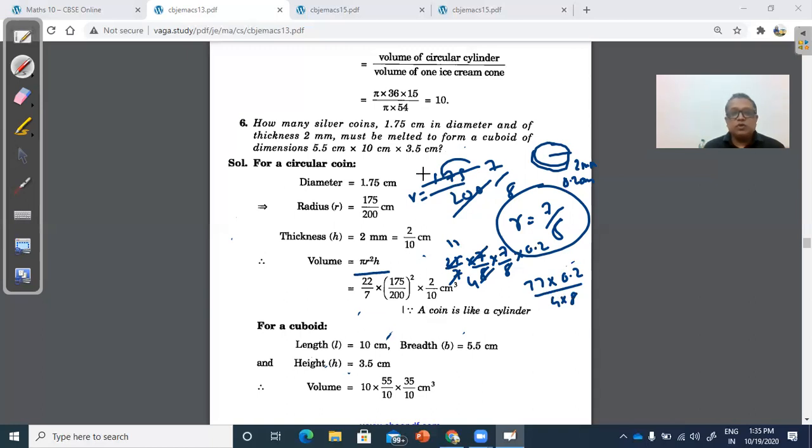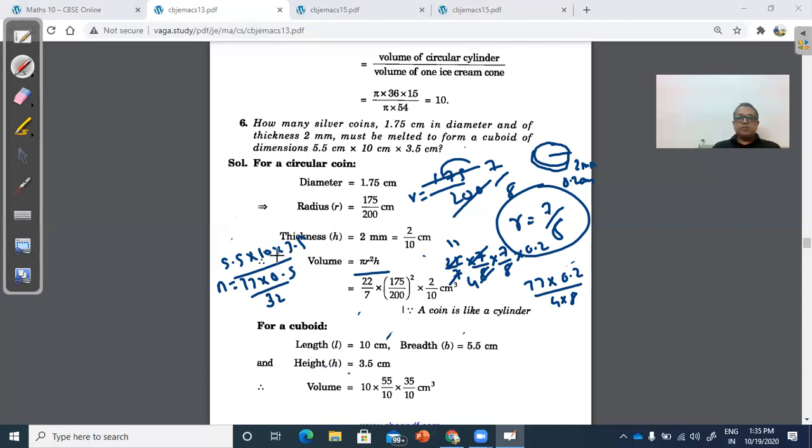And what will be the volume of the cuboid? Volume of the cuboid will be LBH. Volume of the cuboid will be L into B into H. So what will be the number of silver coins? Number of silver coins will be the volume that we have got here, 77 into 0.2 divided by 4 into 8, that can be written as 32. This is the volume of one coin. We are going to divide the total volume of the cuboid, that is 5.5 into 10 into 3.5. So volume of the cuboid divided by volume of one coin will give you the number of coins.